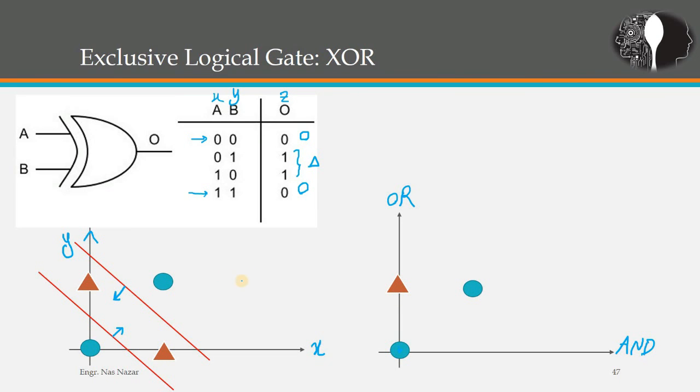Now that I converted this data into another graph with XS OR and XS AND, they are now separable. I can separate them with one line. And here it is.